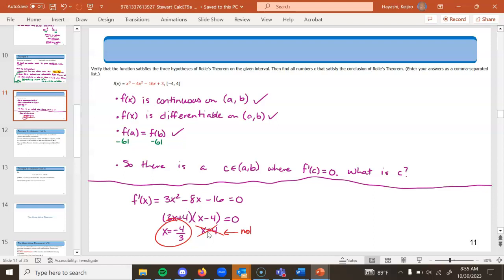Okay, so this doesn't count because it's not on the open interval a to b. It is literally b, right? Which is not included if you're talking about the open interval from a to b.